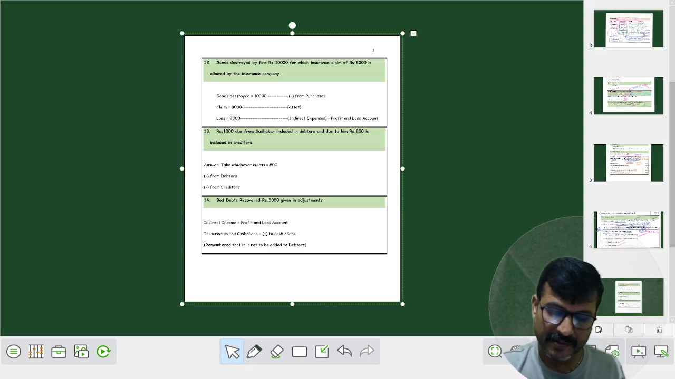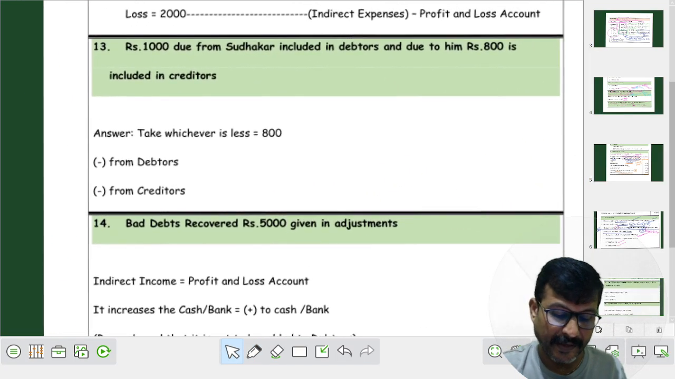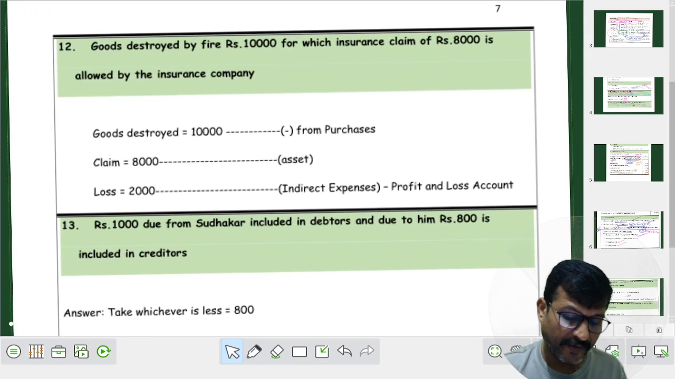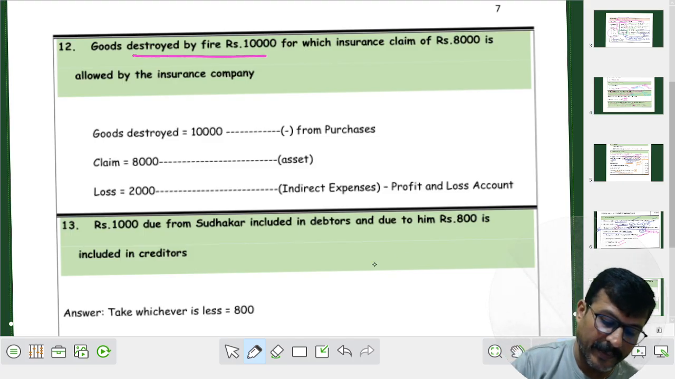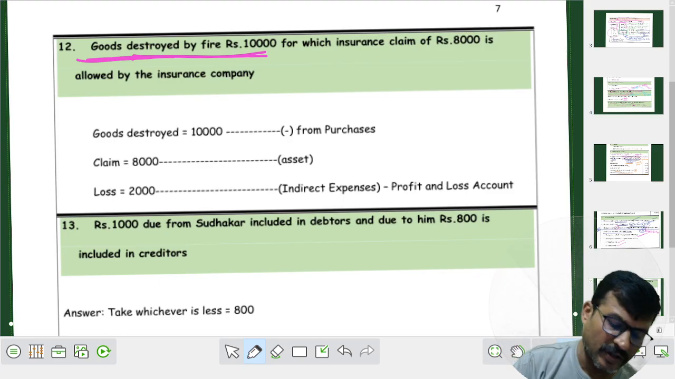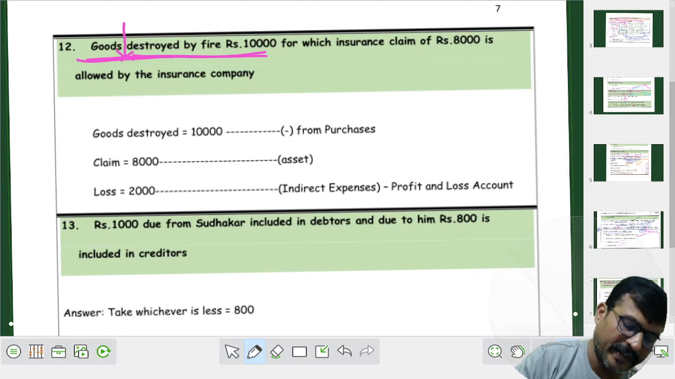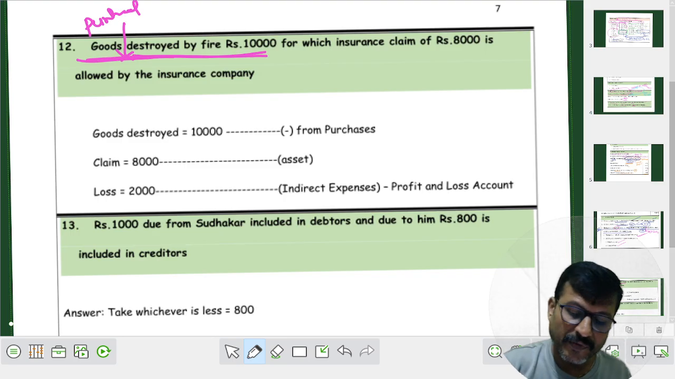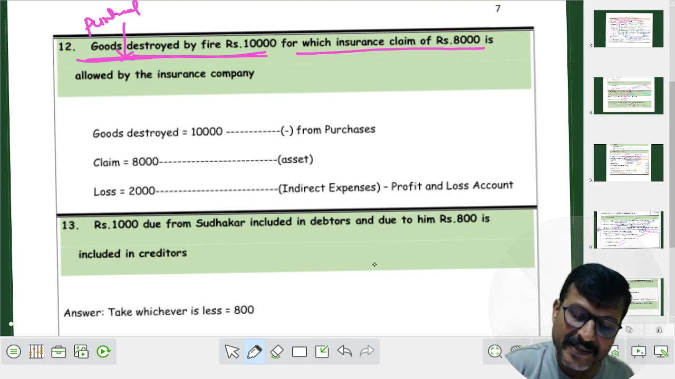After this, see what happened here. Goods destroyed by fire. When goods are destroyed by fire, again it is our first PUC knowledge, the goods are to be decreased. Goods means what kind of goods? Purchased goods, for which the insurance company accepted a claim. Claim means asset.